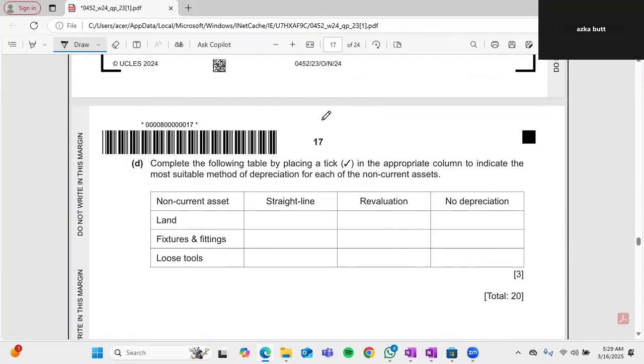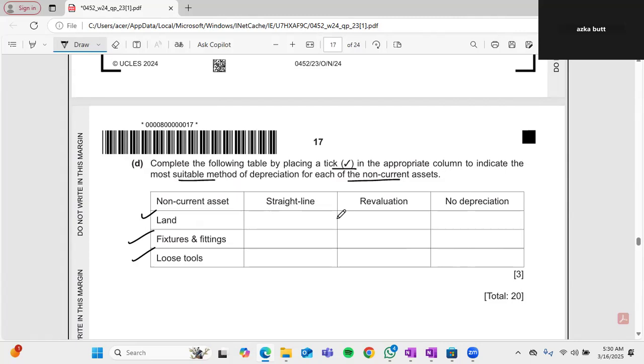Now let's see the next question. Complete the following table by placing a tick in the appropriate column to indicate the more suitable method of depreciation for each of the non-current assets. So we have the non-current assets. First of all, land, fixture and fittings, and loose tools.